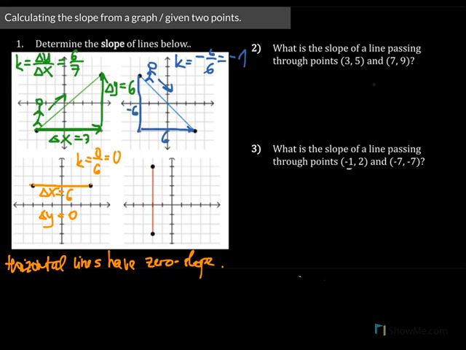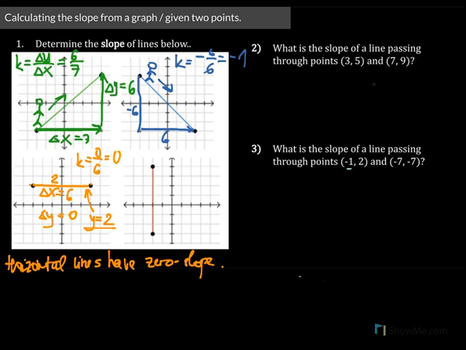So the slope is equal to 0 and it's also the case the other way around. If I have a line with the slope of 0, it will be horizontal. The equation of this line would be, if this is my y value of 2, that y is equal to 2.